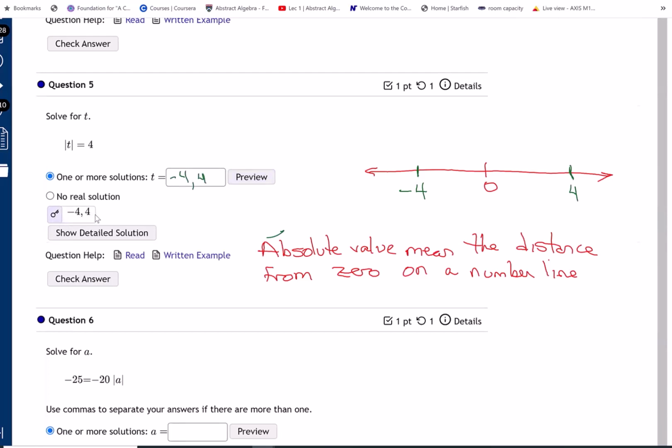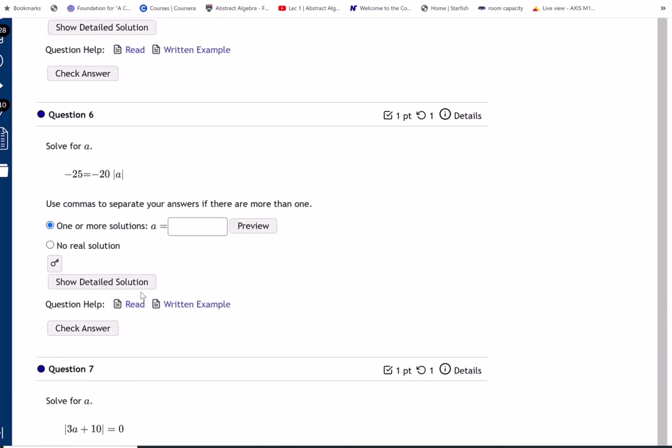-4, 4. That's what absolute value means. Here again, I have an absolute value. When I put those absolute values around it, the a doesn't have to be positive, but the number that comes out of the absolute value has got to be positive.